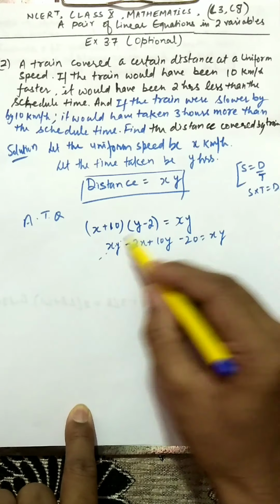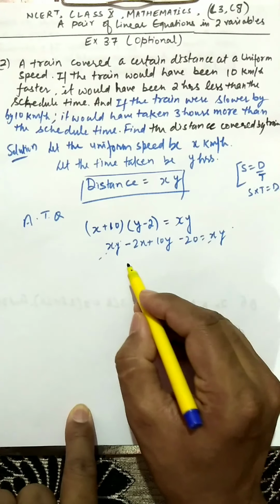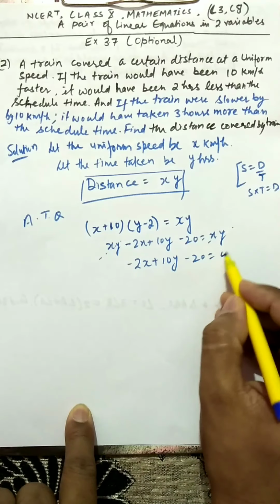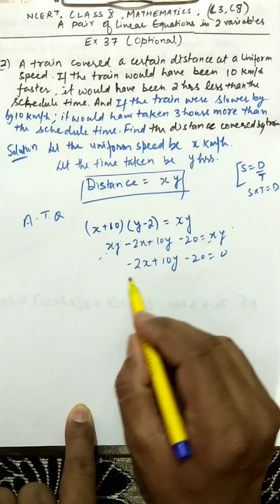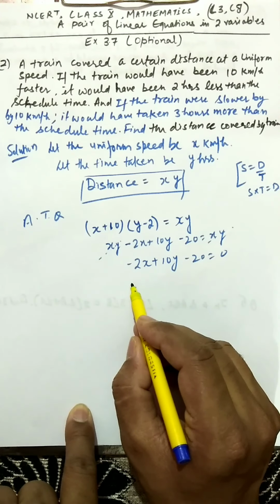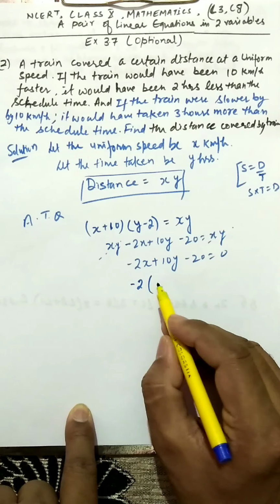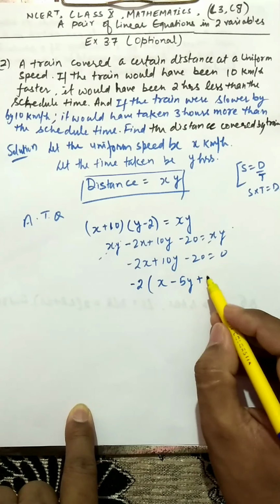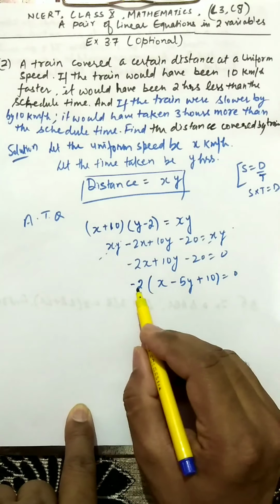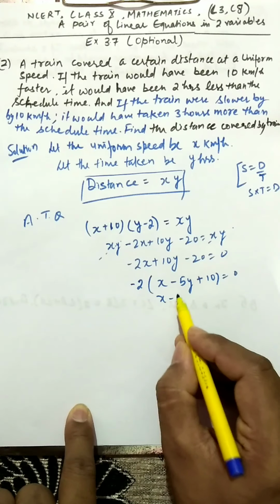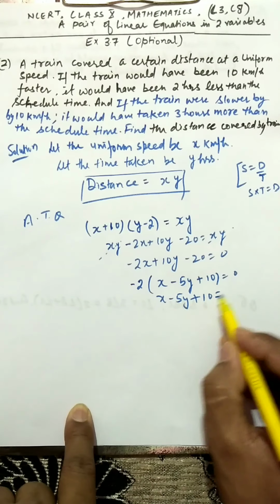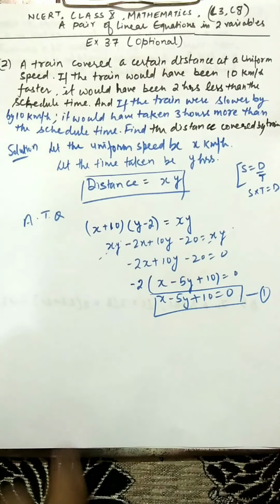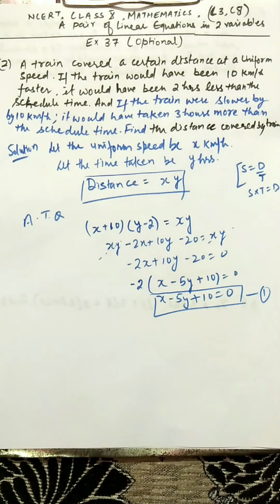So you can see that xy will get cancelled, and this will become minus 2x plus 10y minus 20 equal to 0. Or you may further write this, you take minus 2 common, then it becomes x minus 5y plus 10 equals 0. So minus 2 will go down, so it will be x minus 5y plus 10 equal to 0. So this is going to be your first equation.